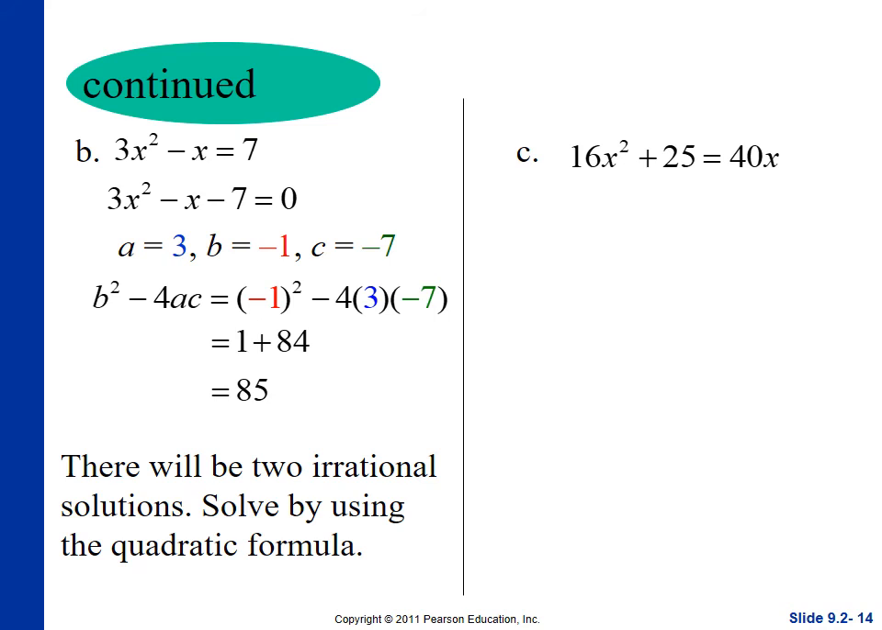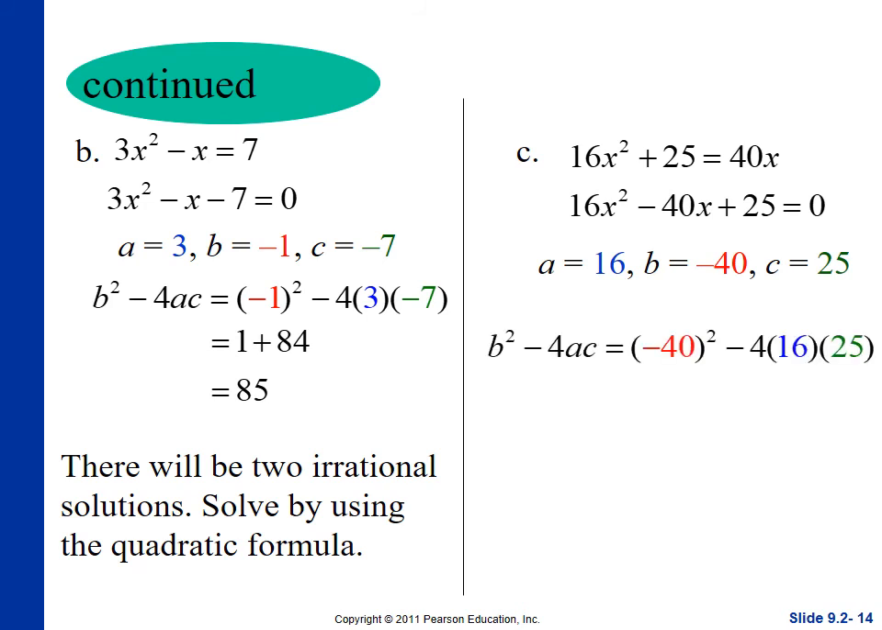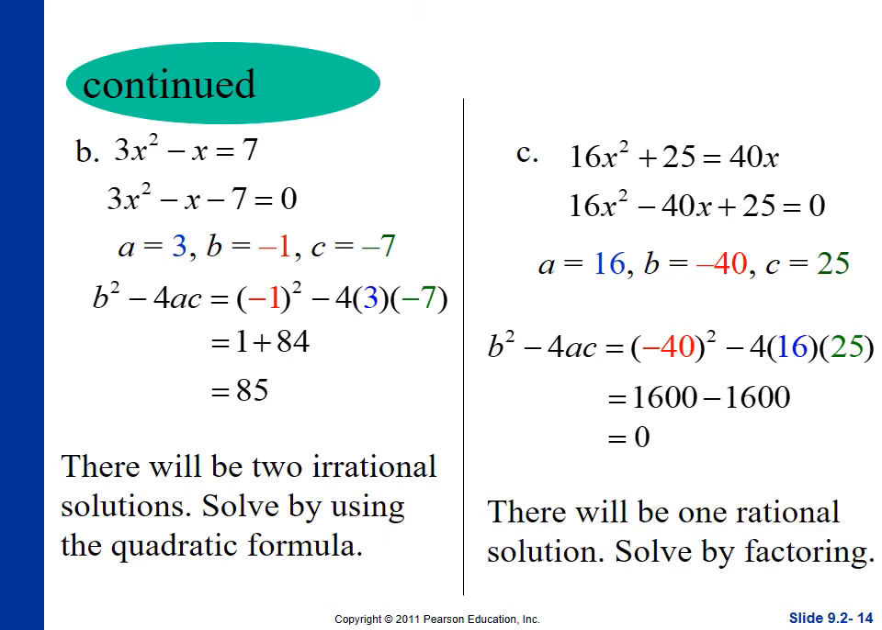Letter C, 16x squared plus 25 equals 40x. So we subtract 40x from each side of the equation. A is 16, B is -40, C is 25. We'll plug into the discriminant. So -40 squared is 1600 minus 1600, so we get 0. Well, this means there's going to only be one rational solution. So you can solve by factoring. Just go ahead and factor it out.